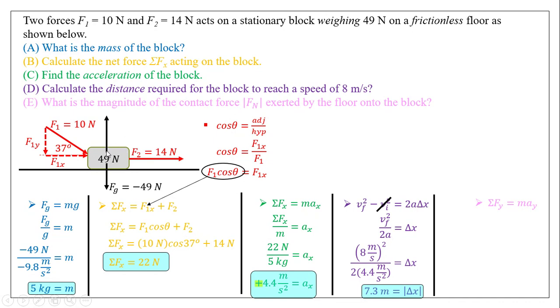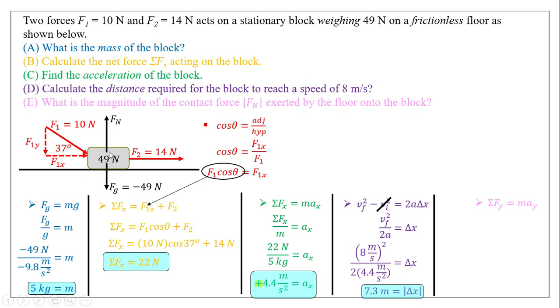Here, I've chosen to draw Fn a little longer because I know that F1y is pushing down. Fg is also pushing down, so therefore the floor has to push back with the same magnitude, which suggests that Fn would be the bigger vector in this case. All right, so here's Fn, and then to really solve for Fn, we just have to focus and count all of our vectors or vector components in the vertical direction.